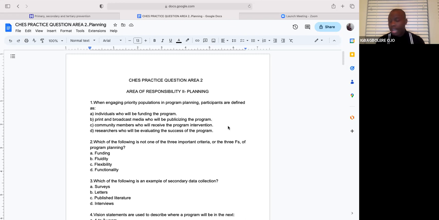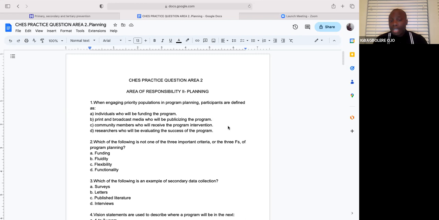And tonight, like I said before, we are just going at random. We are not particularly going in a sequential order of 1, 2, 3, 4, and all that. We're just going to pick at random. So today, we're going to be looking at Area 2, responsibility, which is planning.